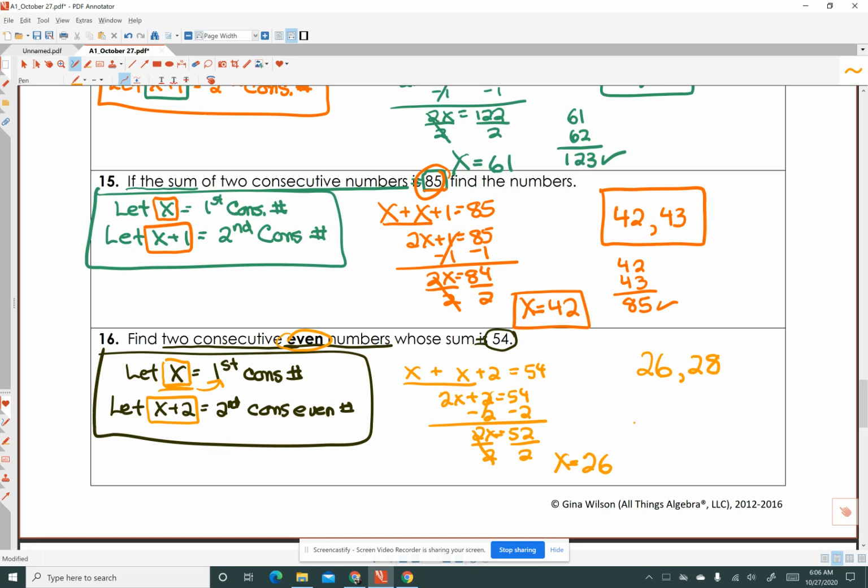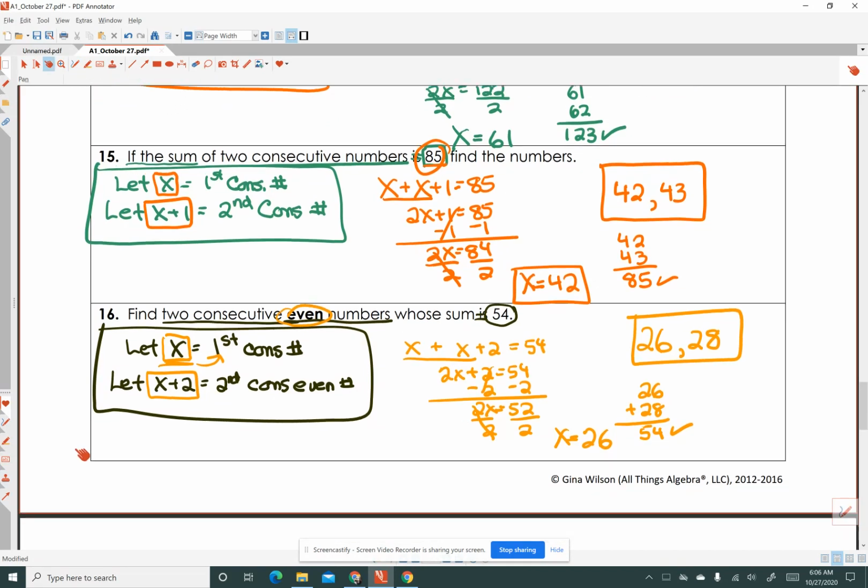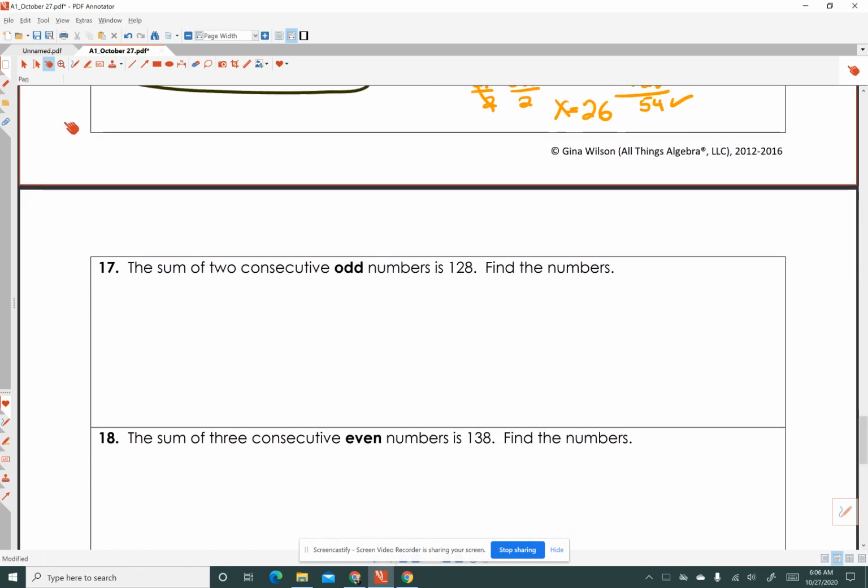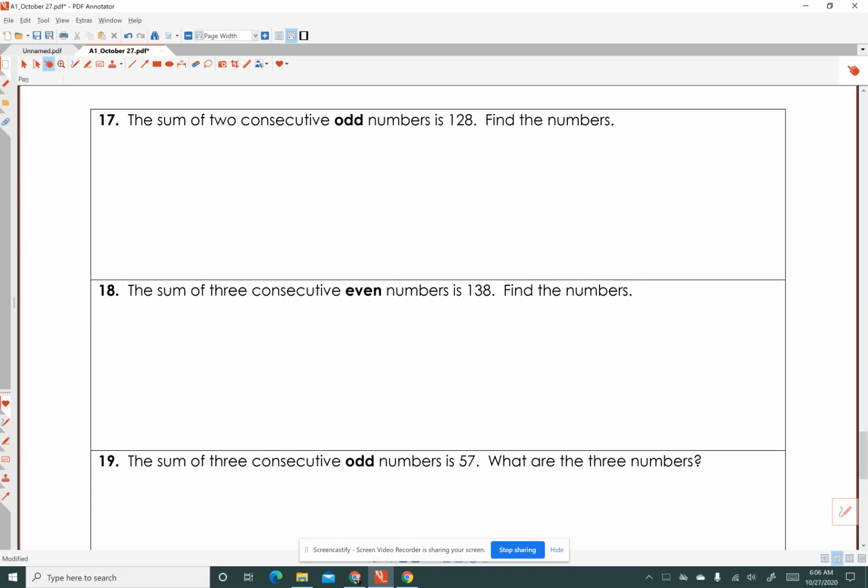And let's add those up and see if our answer checks. 26 plus 28. And that does indeed equal 54, so our answer checks, and these are the two numbers. They're kind of fun. Kind of do a trick on your friends and say, hey, I can see if you can solve this problem.